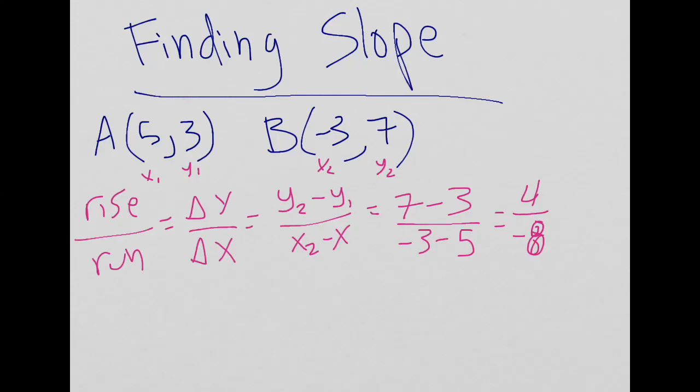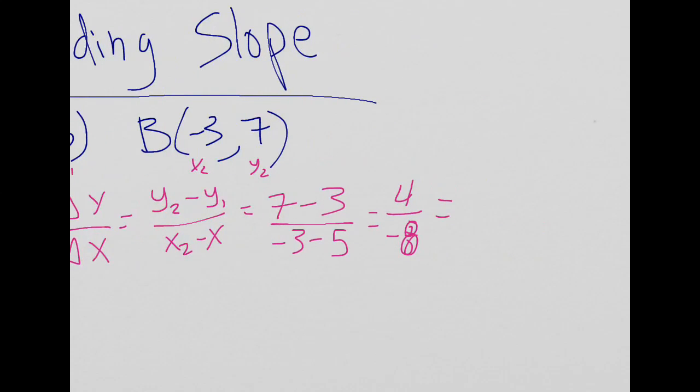And we should simplify this even further. 4 divided by 8 is 1/2, but it is negative. So we find that our slope m is negative 1/2.